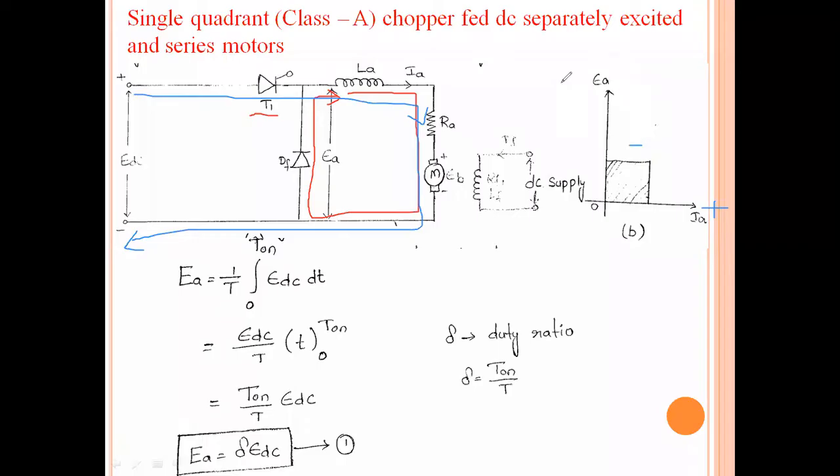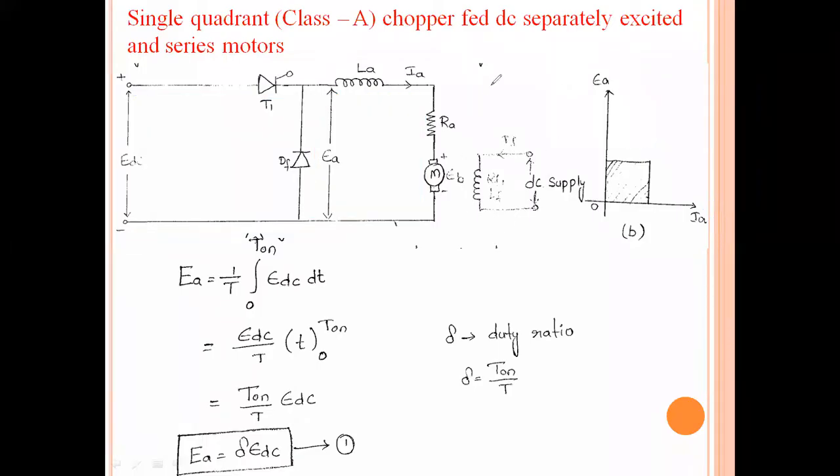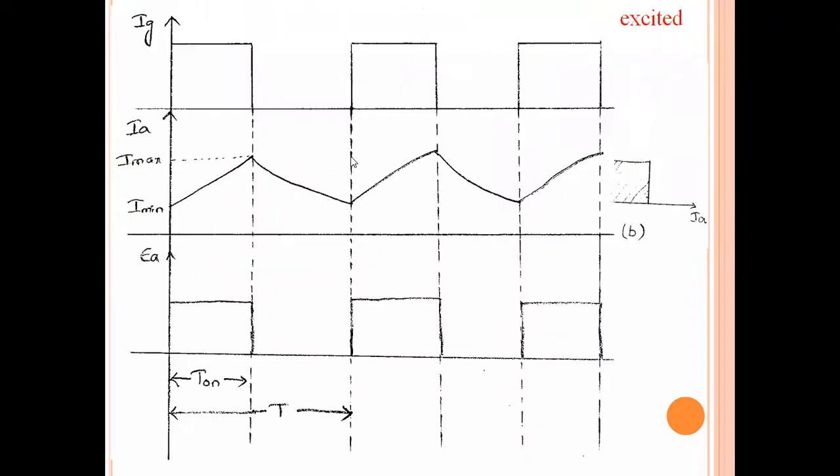If you see the waveforms for the same operation, these are the waveforms given for the operation. This first waveform shows the gate pulse. This gate pulse is given to the thyristor. For this particular time, the thyristor is turned on. This is the turn on duration, and this is the turn off duration of the thyristor. In this duration, the thyristor is turned off.